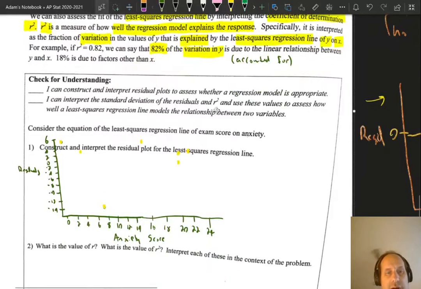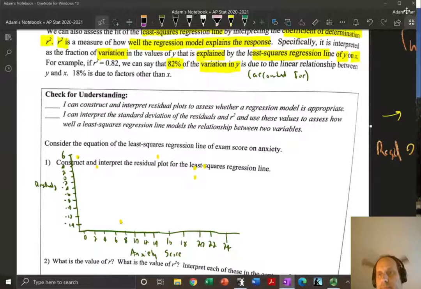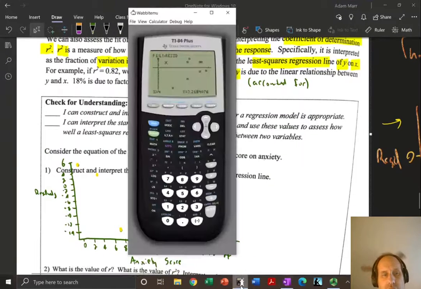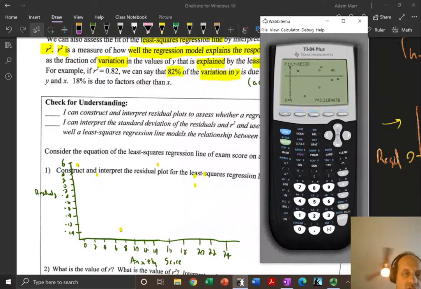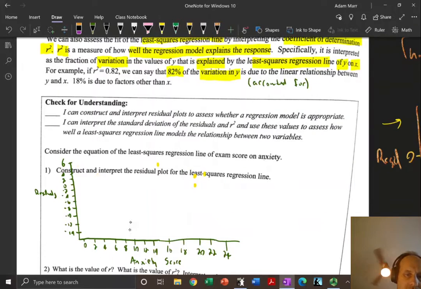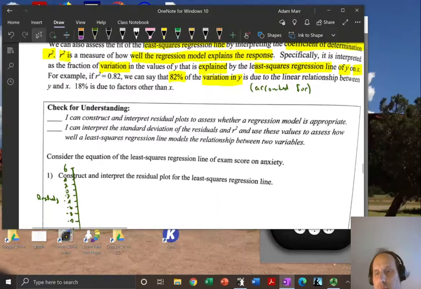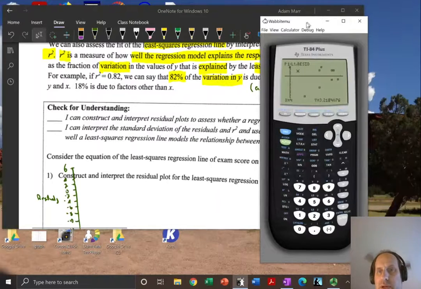So let's take a look at a residual plot, as I showed in class. You can do this right on the calculator. The one weird thing about the calculator, I'm going to erase this and we'll use a different color. It's black, that's fine. Let's put the calculator side by side so we can see.